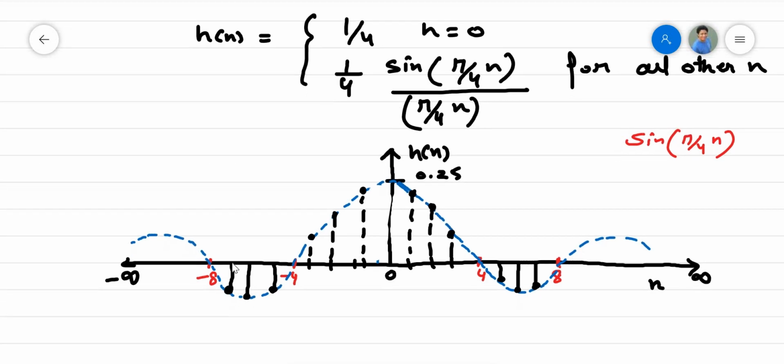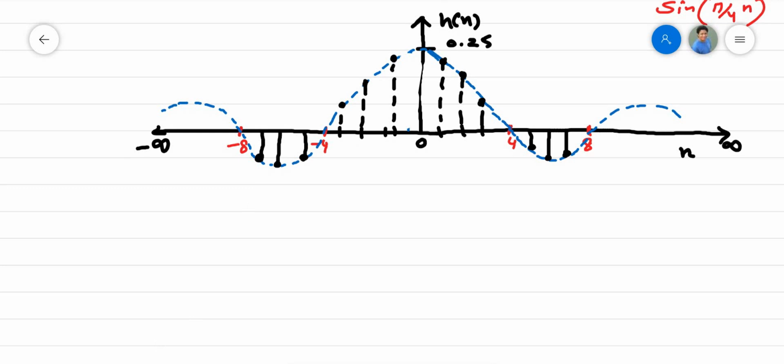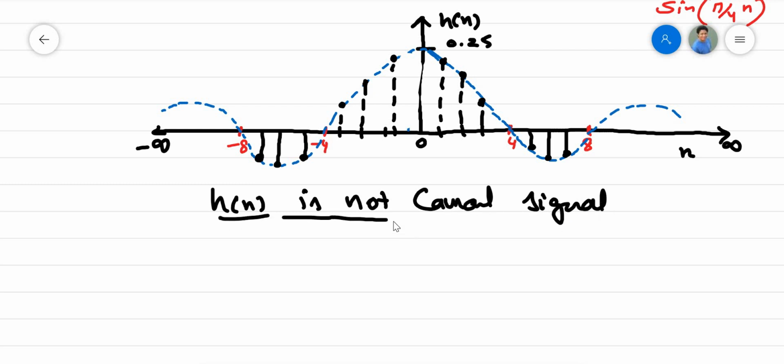So now this is the impulse response of the filter in time domain. Now, is that function realizable? No, actually. Why not? Because this signal h[n] is not causal. It's not a causal signal. That's why it is not realizable. And further, it cannot be realized in actual practice.